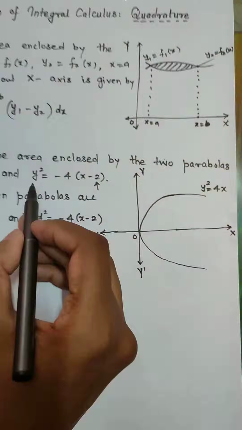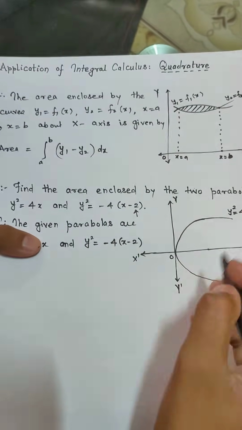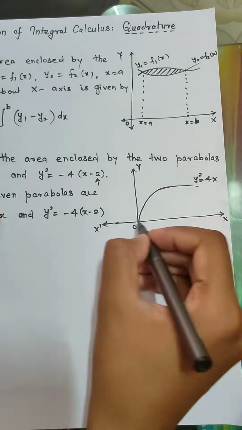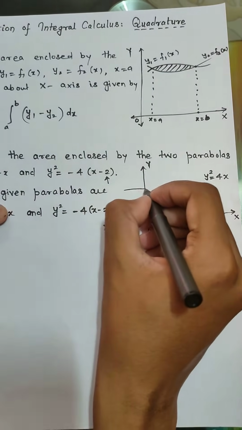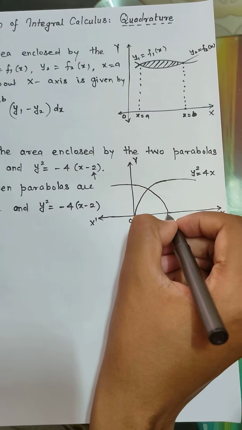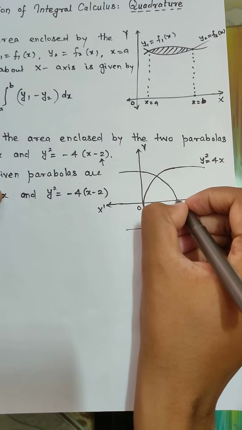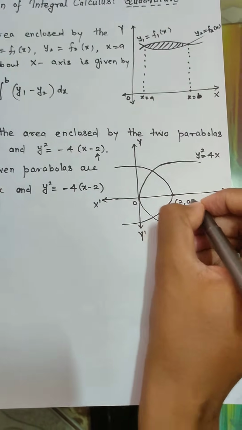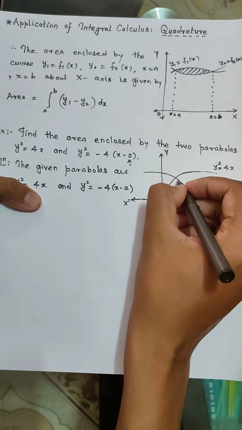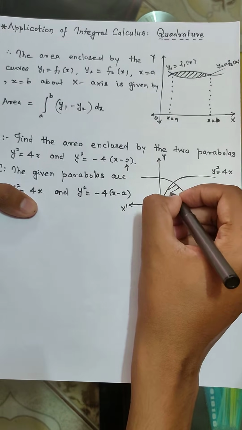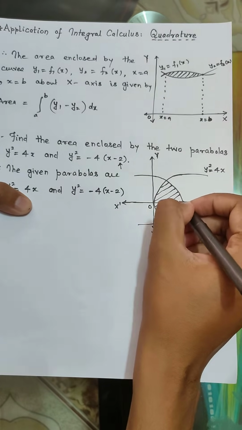So let us draw this parabola y square equal to minus 4(x minus 2) whose vertex is at (2, 0). So (2, 0) will be somewhere here on the x-axis. Now let us draw this parabola. And say this to be (2, 0). Okay, now we have drawn these two parabolas. Now what we have to find out? We have to find out the area between these two curves.